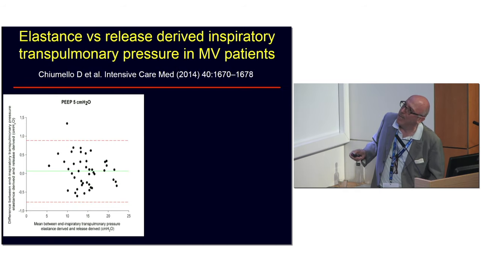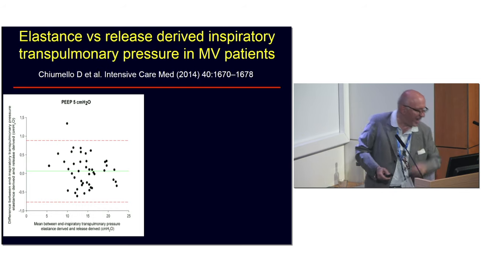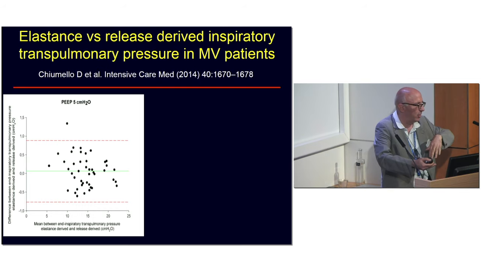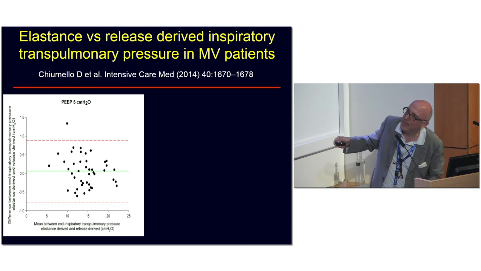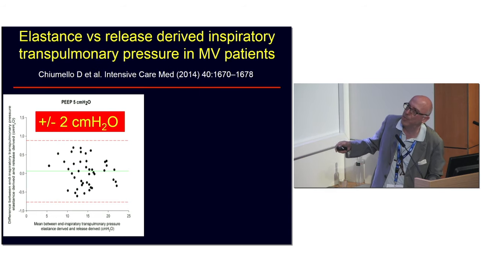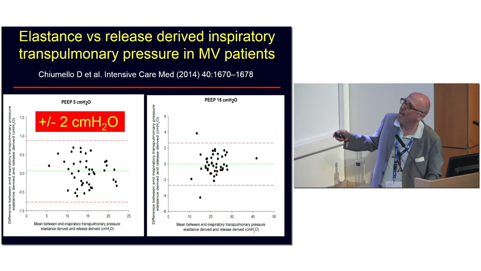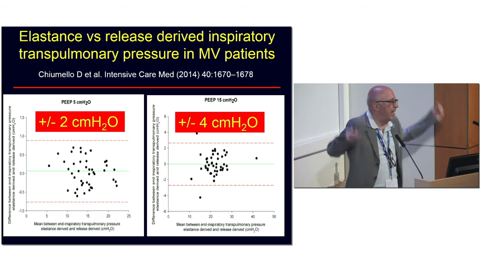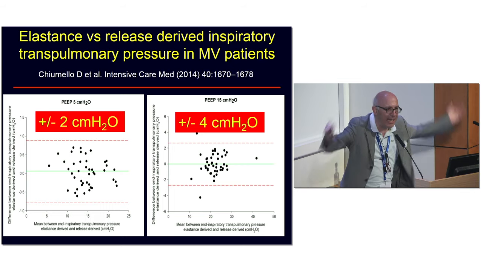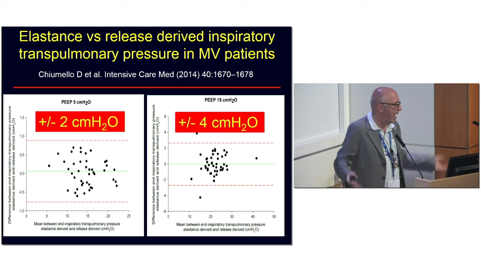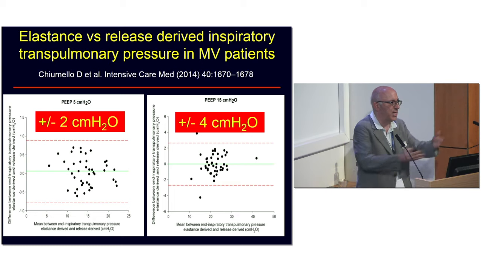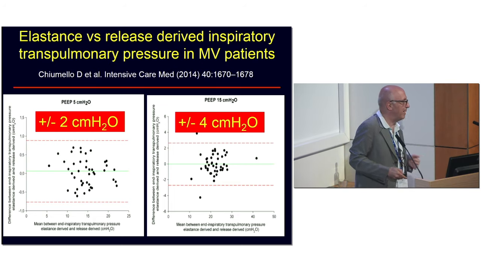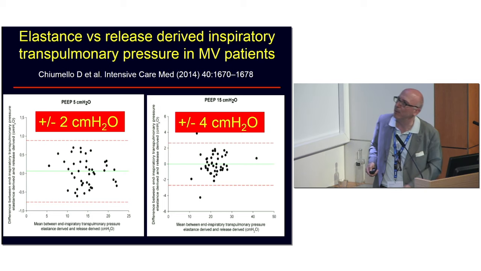And then Cumello here, they compare the elastance and the release method. And you see that the difference in terms of transpulmonary pressure is around plus or minus 2 centimeters of water at low PEEP, and at P15 plus or minus 4 centimeters of water. So the error that you have by this measurement is higher than setting PEEP with whatever other measurement system, in my opinion.